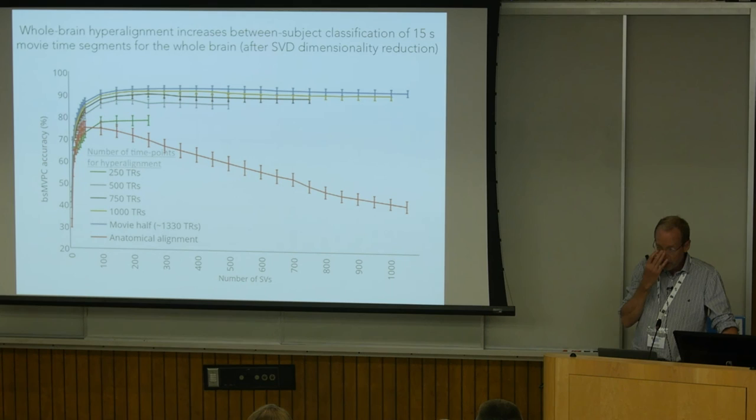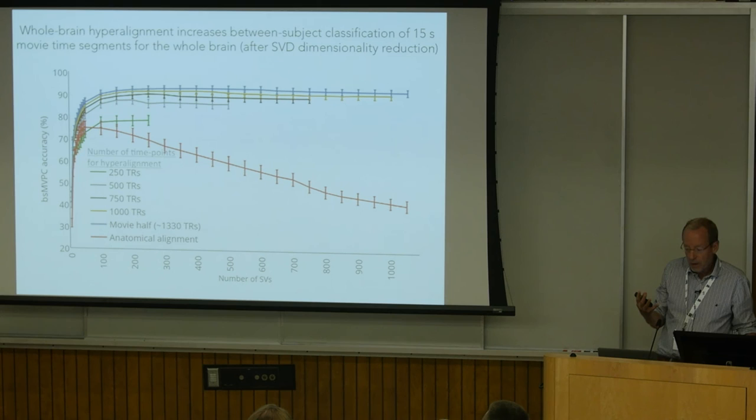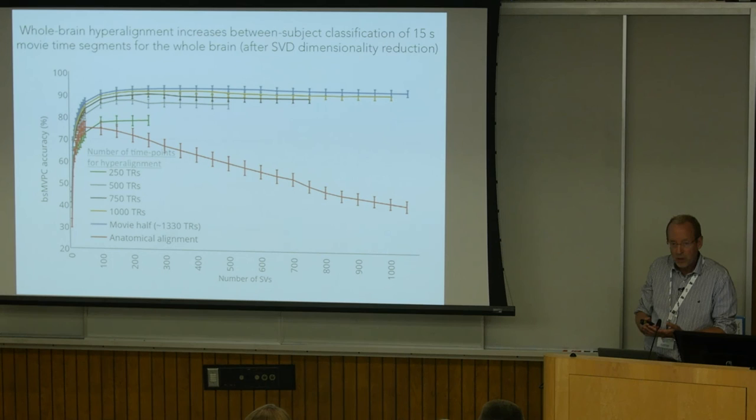So if they were all reflecting the same kind of information, aggregating that information wouldn't help very much if it's redundant. But if there's different information, we should get even higher levels of accuracy if we can somehow aggregate the information across the whole brain. So to do this, Srup did a singular value decomposition to reduce the dimensionality of the whole brain data.